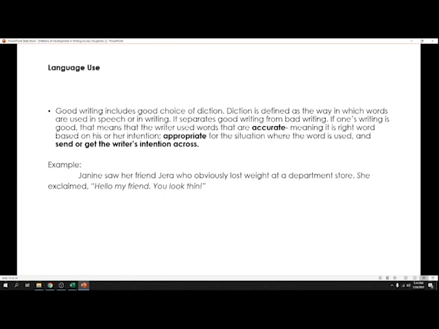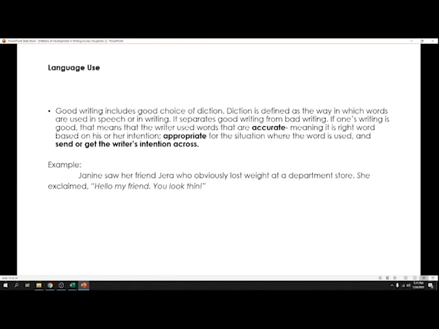So, next we have language use. When we say language use, good writing includes good choice of diction. Diction is defined as the way in which words are used in speech or in writing. It separates good writing from bad writing. If one's writing is good, that means that the writer used words that are accurate, meaning it is the right word based on his or her intention. So, ganito. Ang language use, it is the choice of words from the writer or from the speaker.